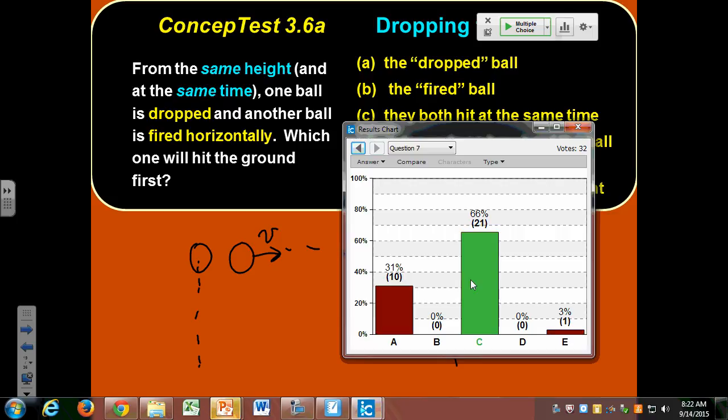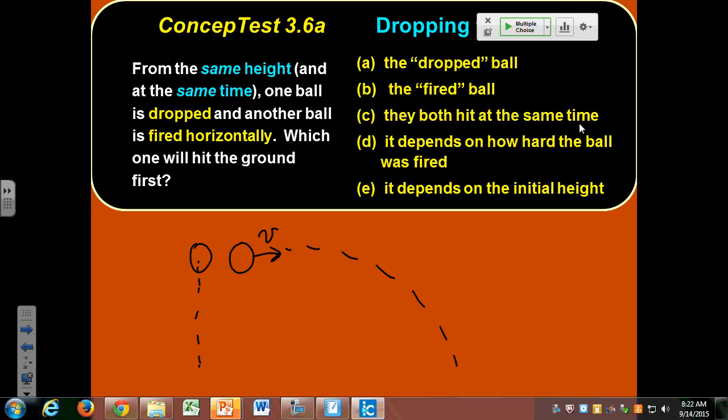Okay. C is the right answer. It does seem like A should be the right answer because it's traveling a further distance. But remember, what determines the amount of time that an object is in the air? The X or the Y motion, or some combination. The Y motion determines the time that an object's in the air.